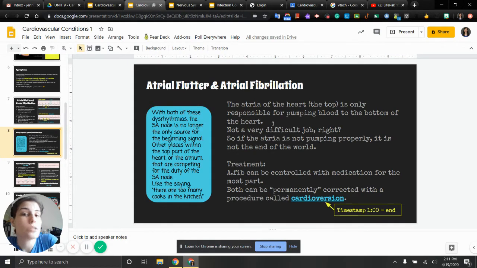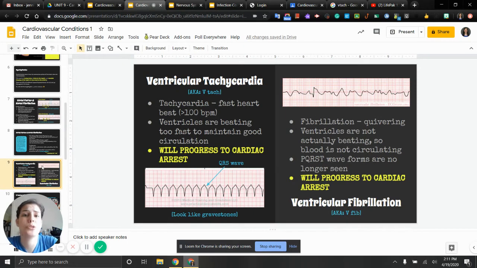Now, it doesn't always work. It may last days, weeks, months, years, and then it will go back right into the rhythm that it was in. So that's why I say permanently, because it's not always a permanent fix. Okay. So that is atrial flutter and atrial fibrillation. So let's look at ventricular tachycardia and ventricular fibrillation.